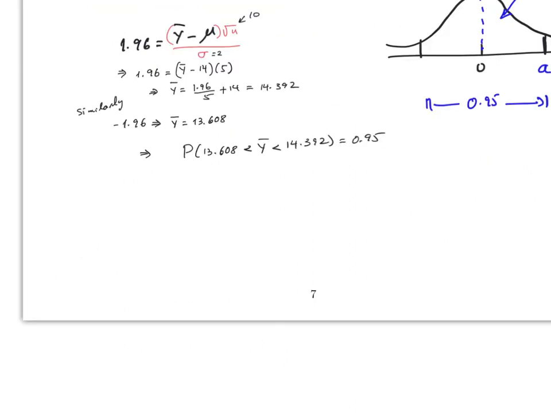So as you can see, these problems are straightforward, because what this means is as long as the sample is big enough, y bar is going to become a normal distribution, which means you can use the normal table to find the probabilities. And that's it.